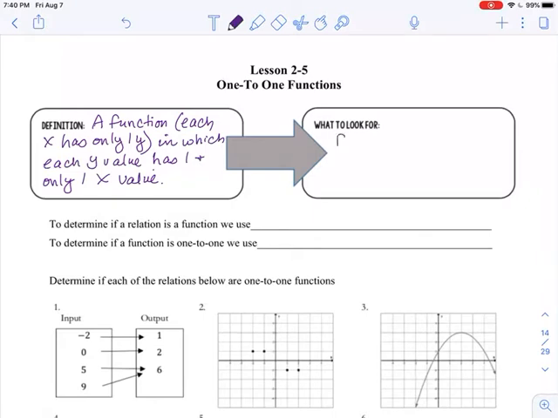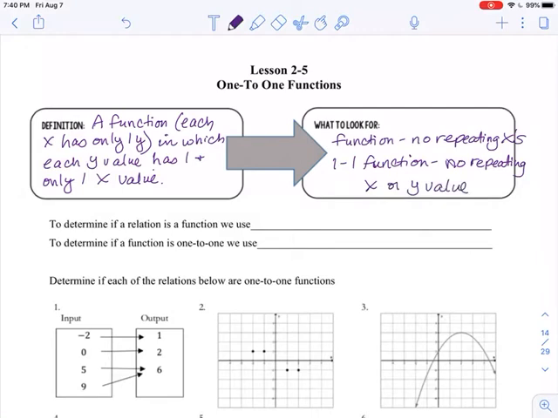So what do we look for? For a regular function, we just want to see that there's no repeating x's. For a one-to-one function, no repeating x or y value.